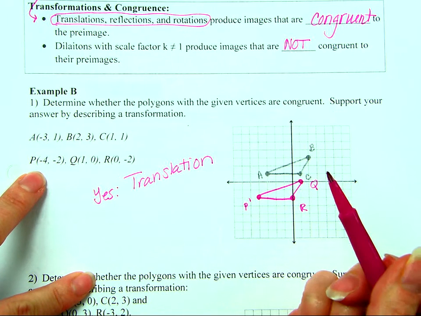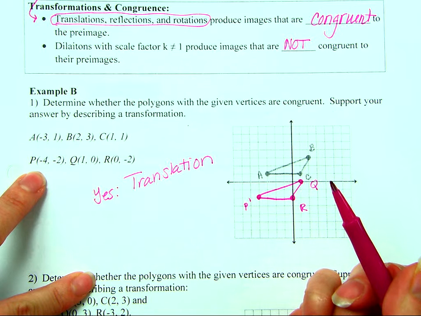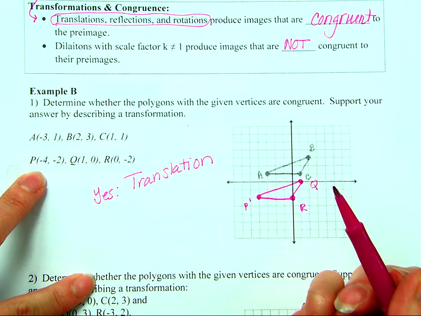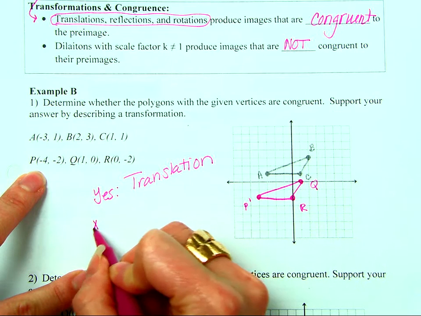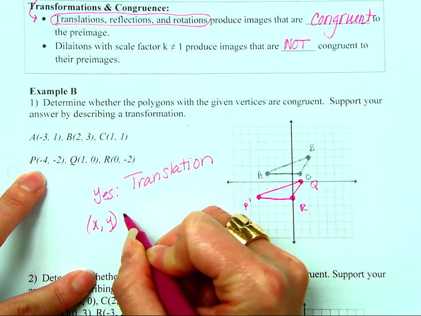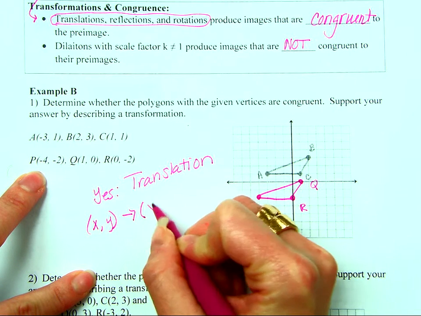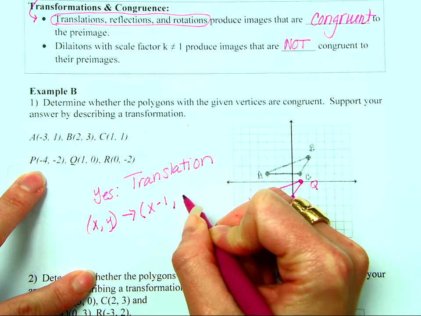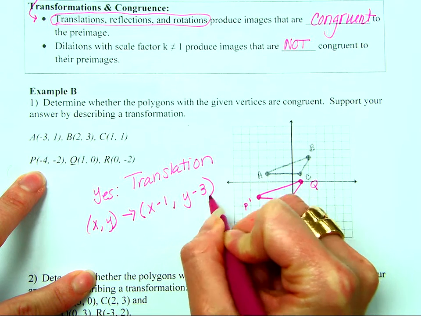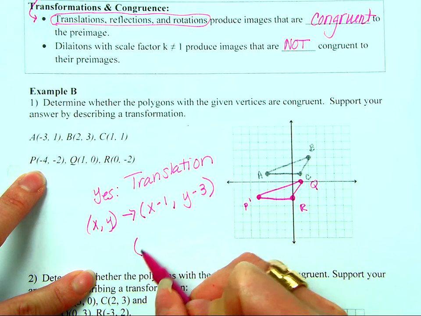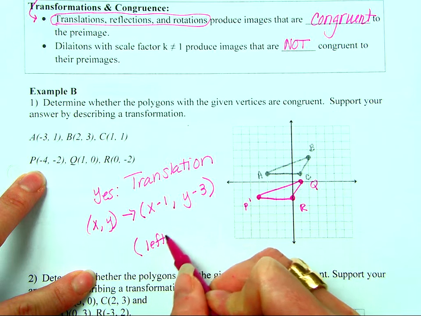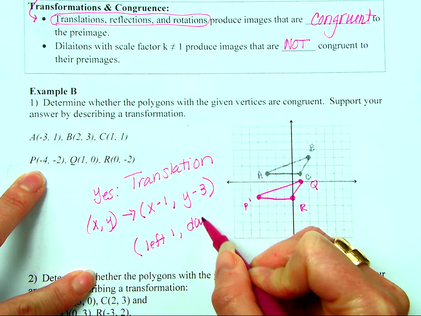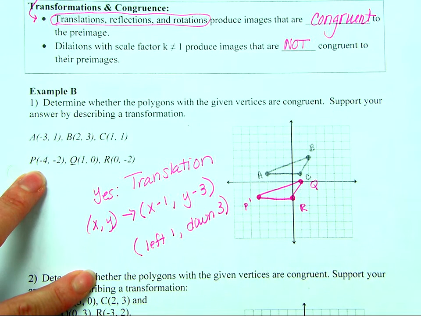Now I could describe it in words, moving down and to the left, down 3 and left 1, or I could go ahead and I could write that rule in arrow notation. And here, this shows that we are really moving left 1 and down 3. Mapping ABC to PQR.